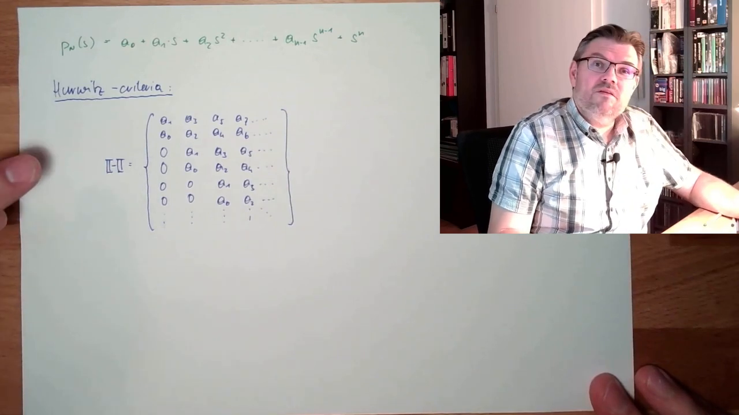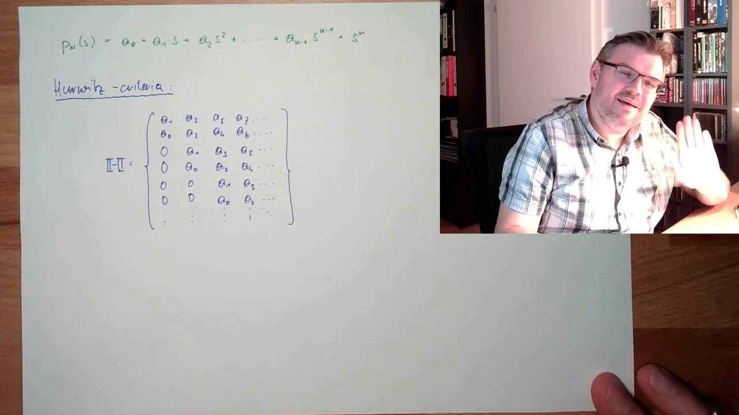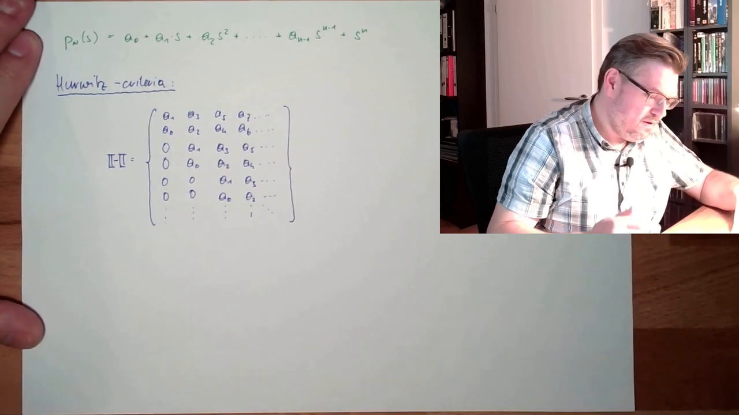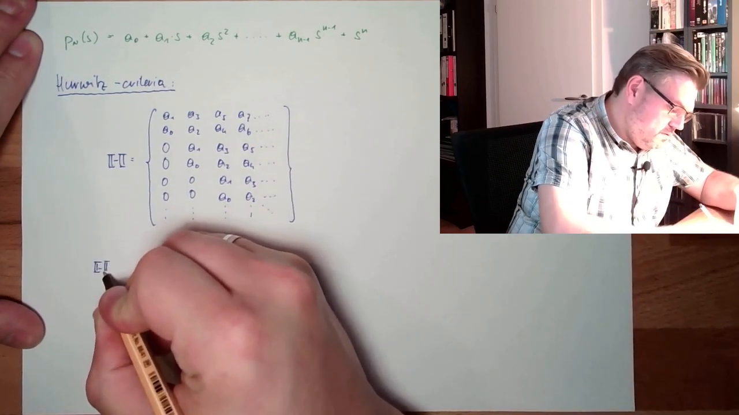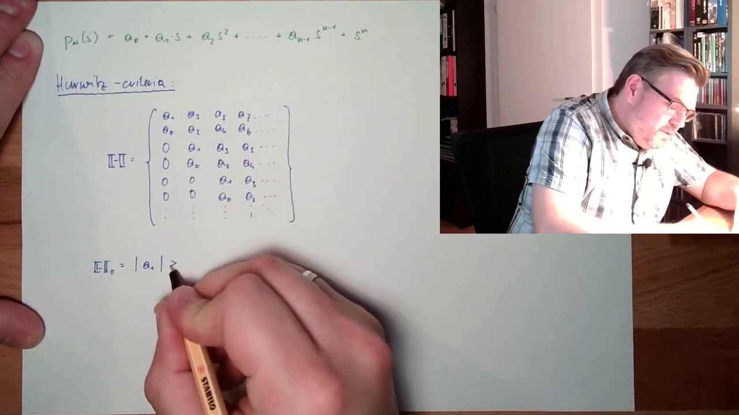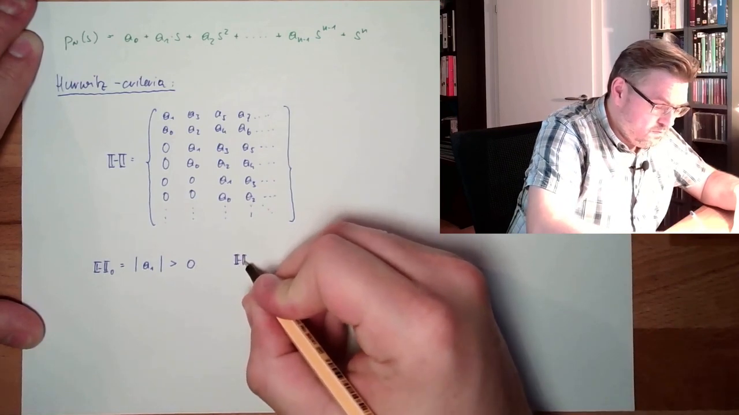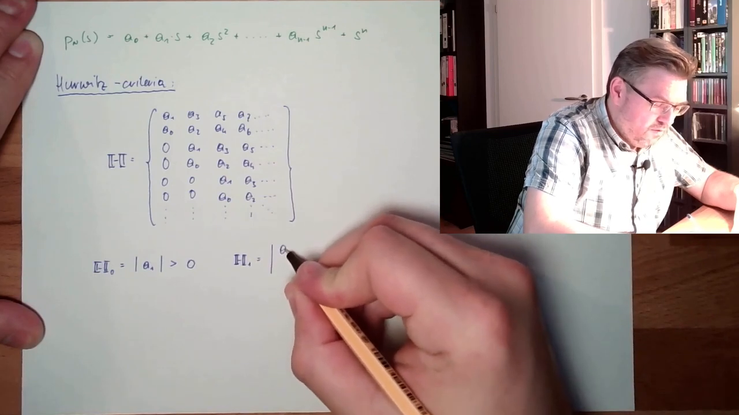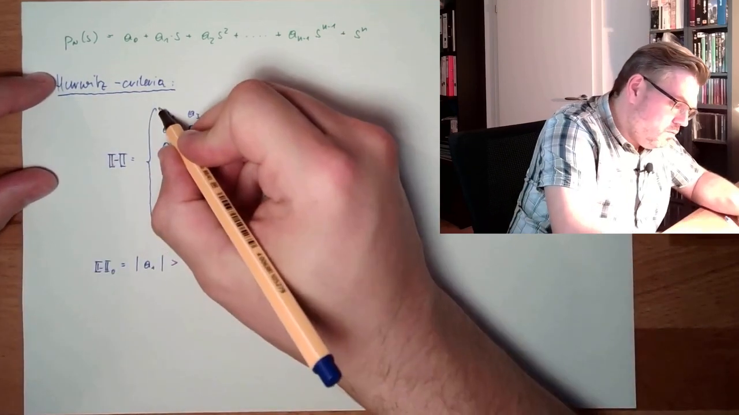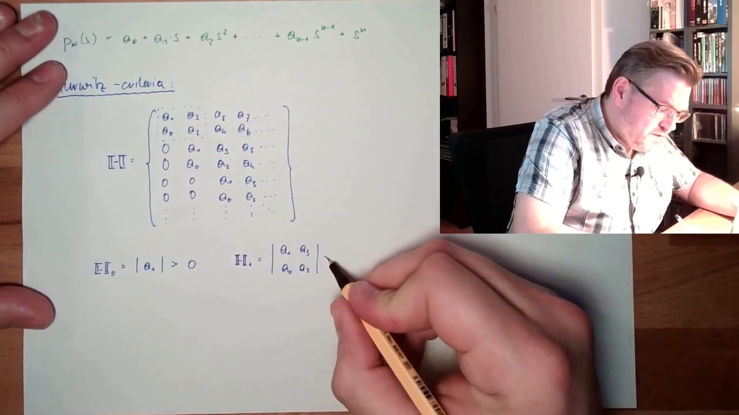And now I have to calculate the determinants of all possible areas up. So there's an H0. This is the determinant of a1. This must be bigger than 0 to reach stability. Then there is an H1, which is the determinant of A1, A3, A0, A2, this one. This has to be bigger than 0.